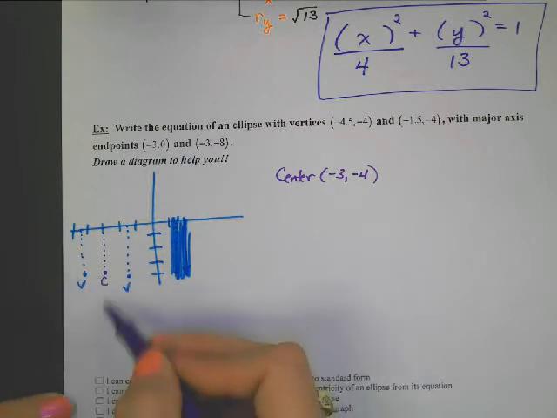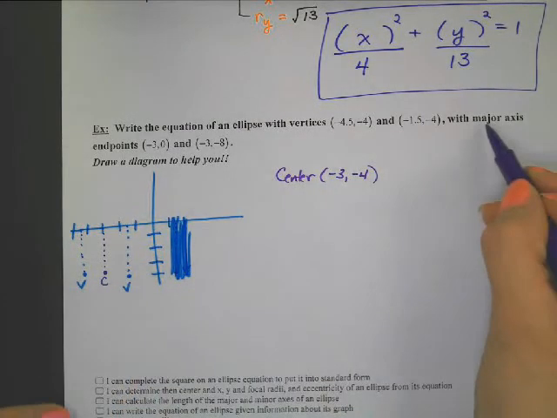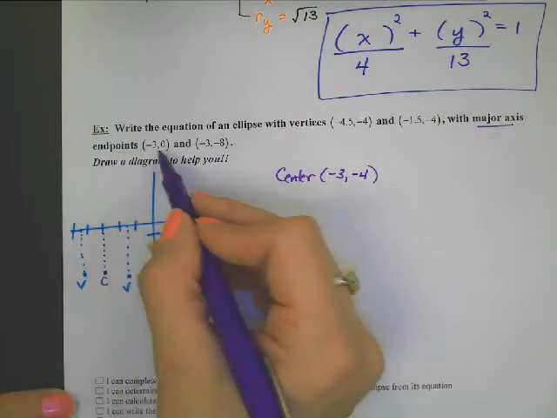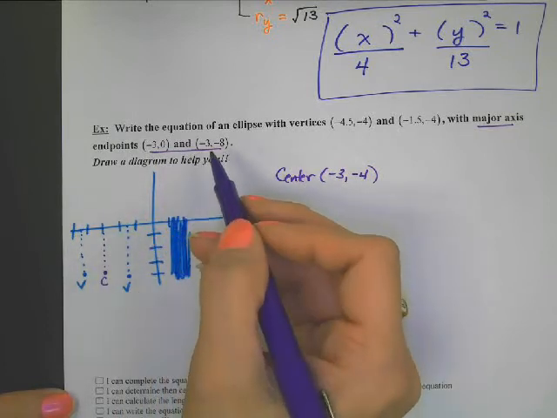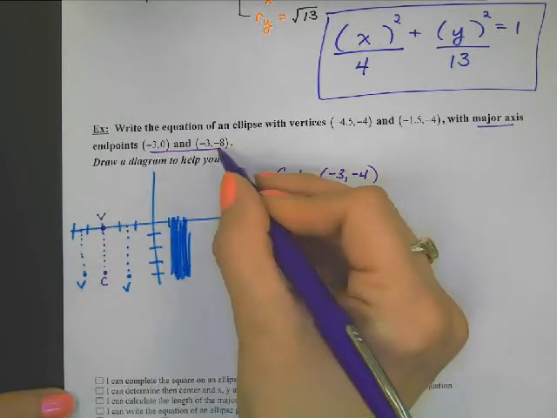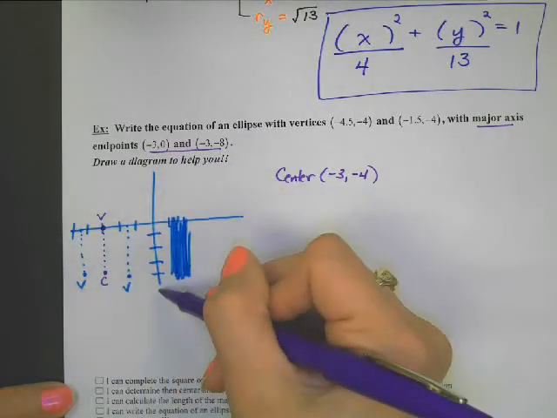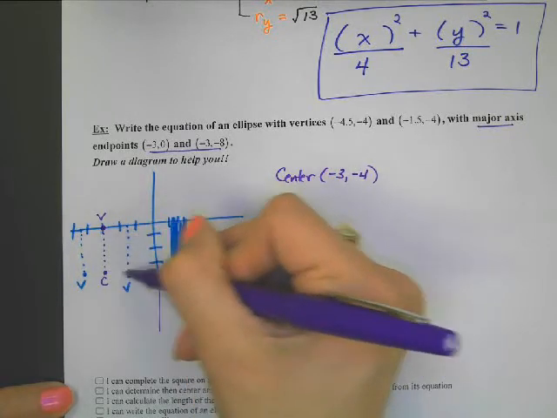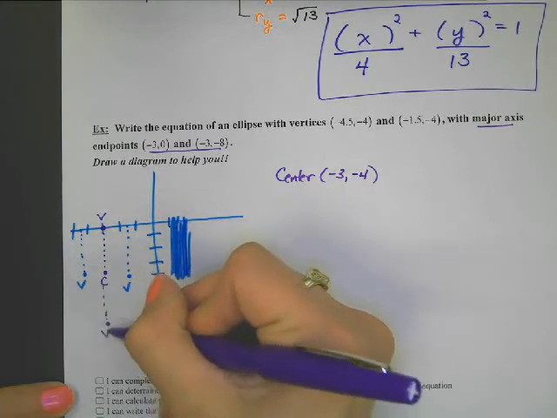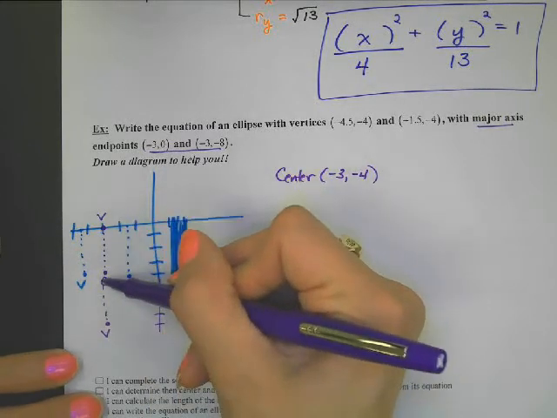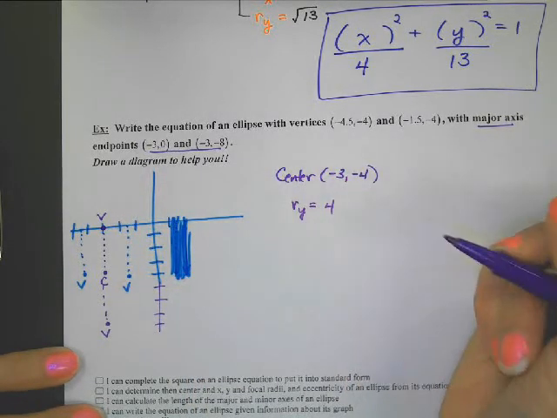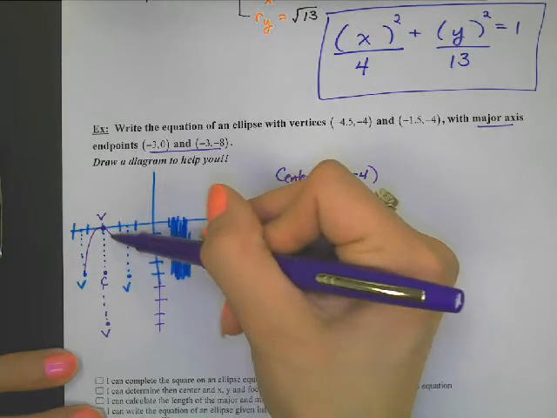And let's see, I still don't know which way this is going. Let's read some more. The major axis endpoints are negative 3, 0. Oh, that makes sense. Negative 3, 0. And negative 3, negative 8. Well, that makes sense. 4 units down. 1, 2, 3, 4 more units down. Okay, so that means up 4, down 4. That means r sub y is 4. Okay, so I can see the ellipse right here.